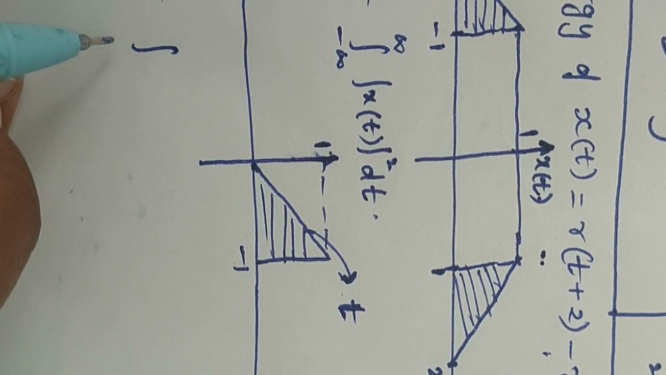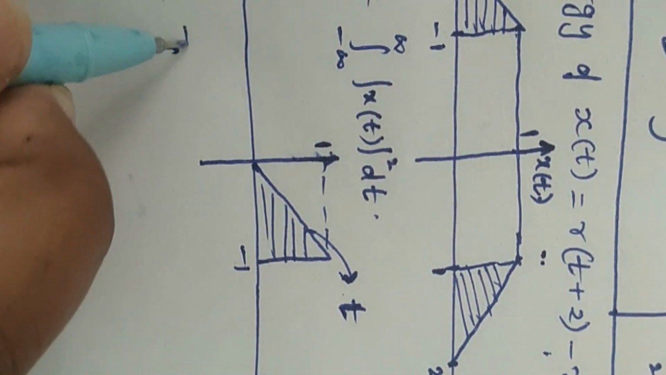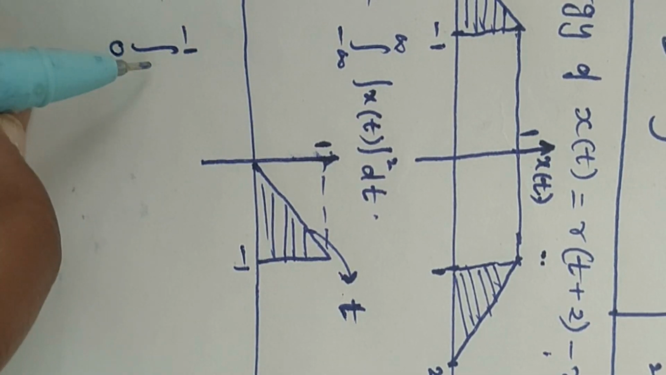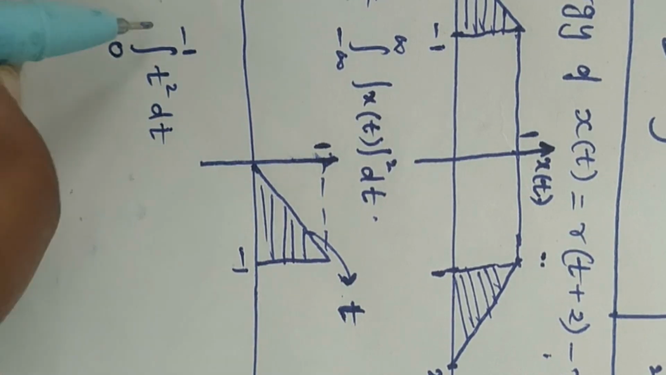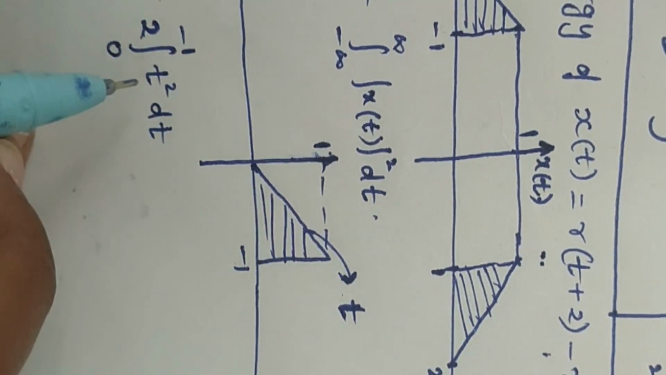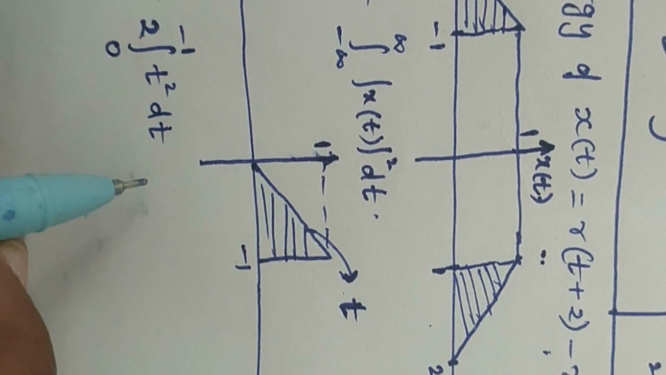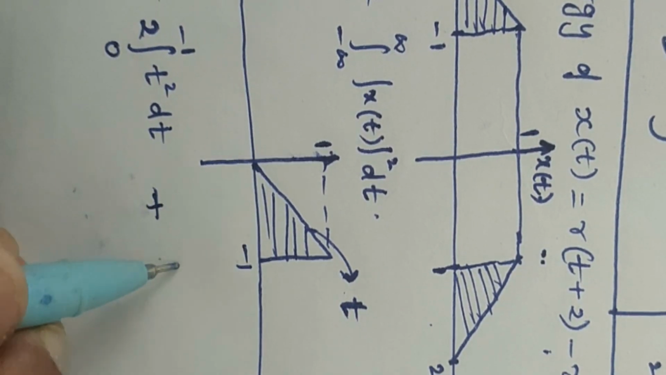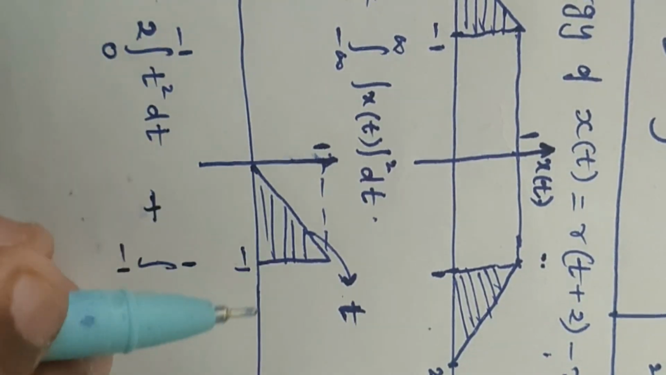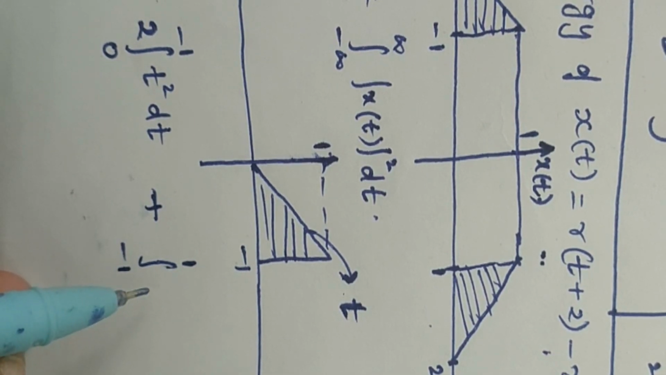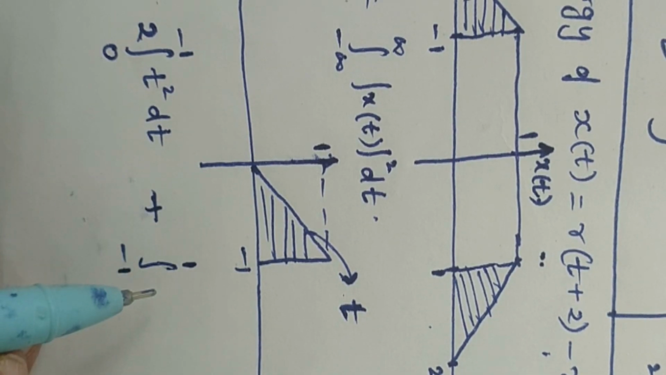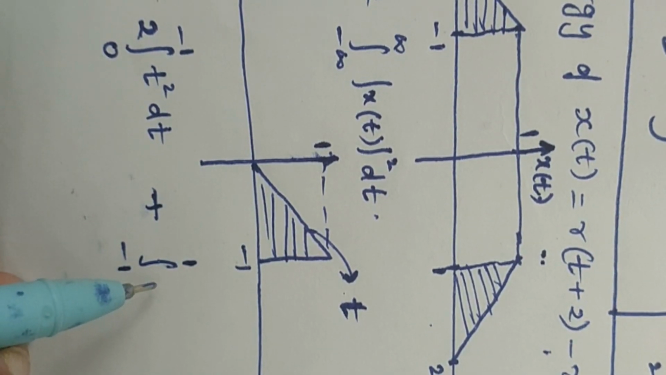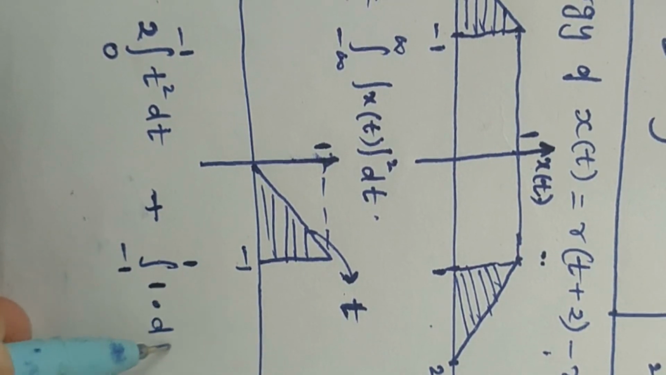integration from 0 to 1 of t square into dt, 2 times, because the triangles are the same, plus integration from -1 to 1, where x of t is 1, into dt.